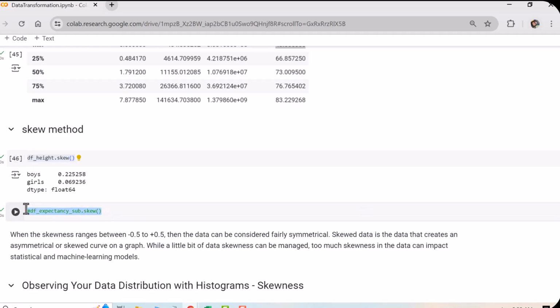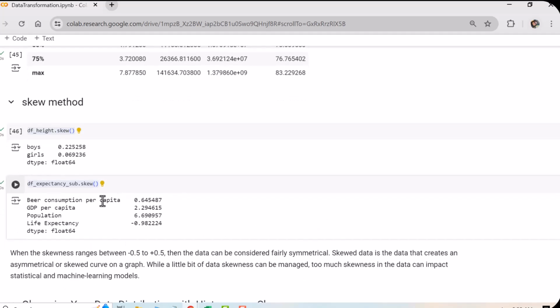Let's see the skewness of life expectancy. Here we see the beer consumption is 0.5. So positive skewness indicates right skewed or positively skewed data, while negative indicates left skewed or negatively skewed data, which we have also observed through the describe method. As we can see, the population and GDP per capita are highly positively skewed, while beer consumption is moderately skewed and life expectancy is moderately left skewed.